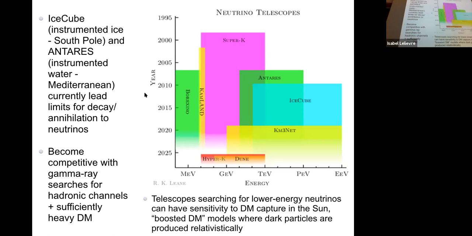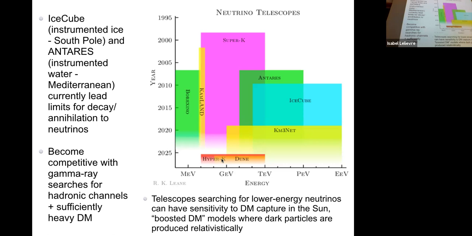So these are both enormous neutrino detectors, and they currently typically lead the limits for decay or annihilation to neutrinos. At lower energies, we have experiments like Super Kamiokande. And coming up, we have Hyper Kamiokande in June. And these can have sensitivity, as was discussed earlier. These telescopes can have sensitivity to dark matter capturing in the sun and then annihilating and producing neutrinos.